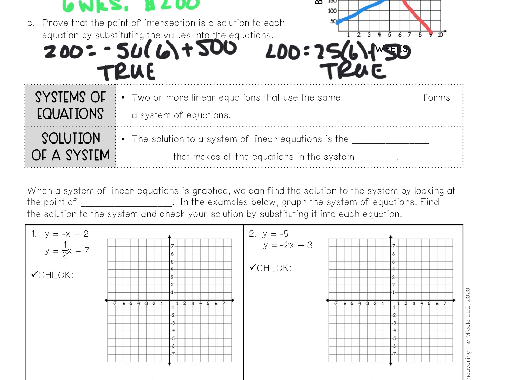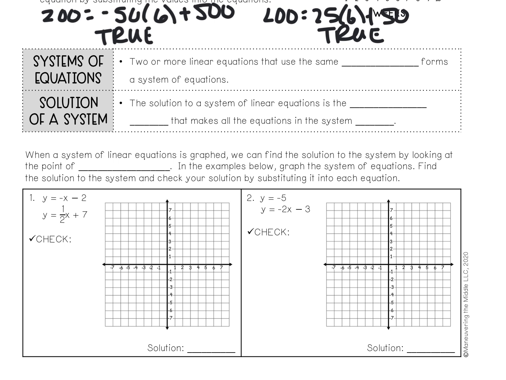A system of equations is two or more linear equations that use the same variables, and the solution is a coordinate point that makes both of the equations true. That's always a big deal. It has to be true.